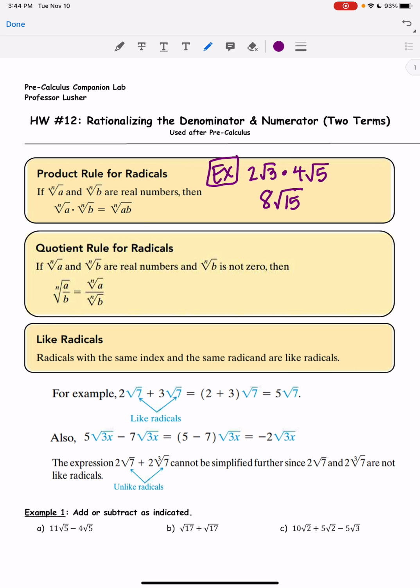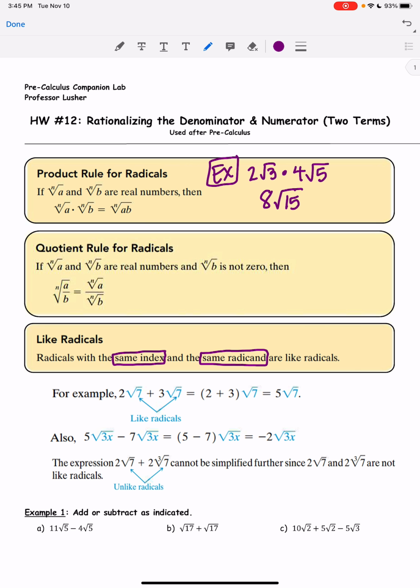Then something else we need to talk about before we can get to rationalizing denominators is like radicals. Like radicals have to have both the same index and the same radicand. So for example, right here, 2 square root 7 plus 3 square root 7. They both have the same index. They've both got a 2 there. And then their radicands are the same. They have a 7 under it. So the number under the radical and whatever that index is has to be the same.